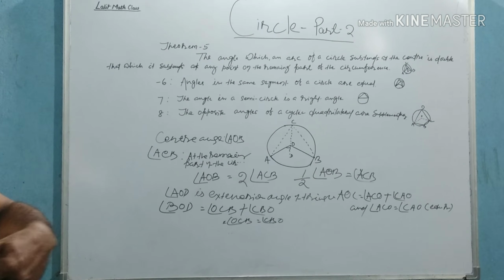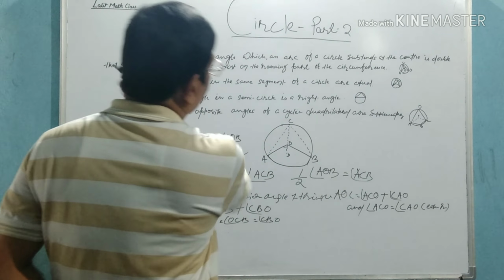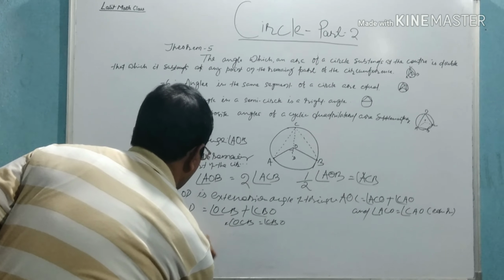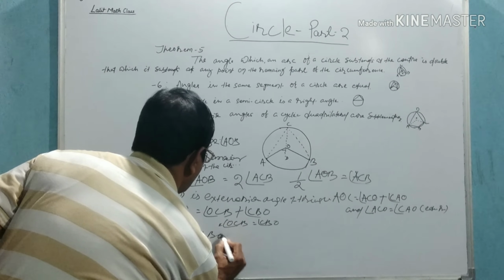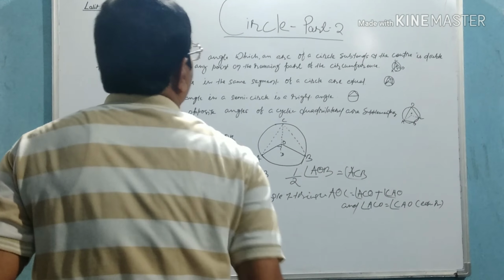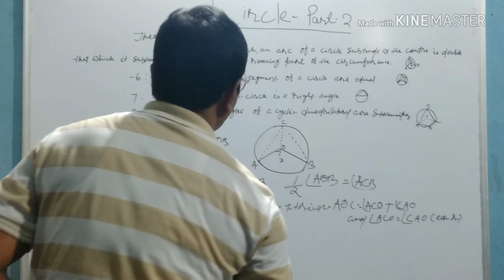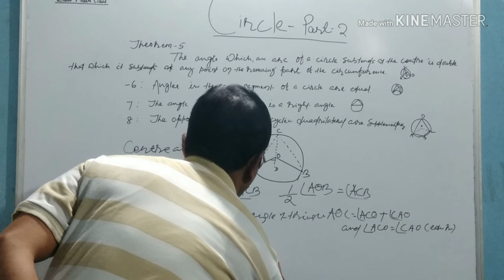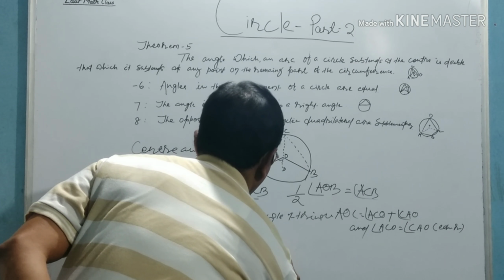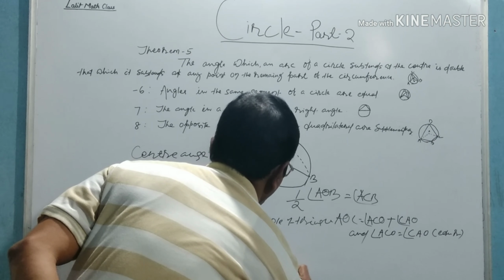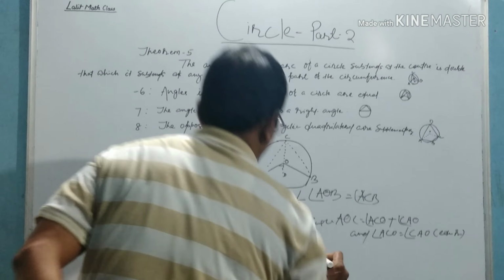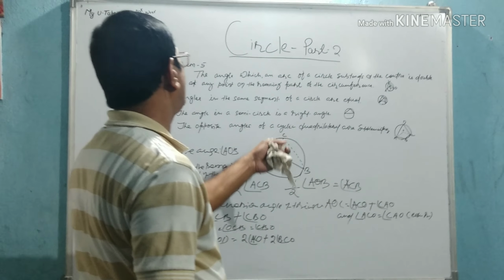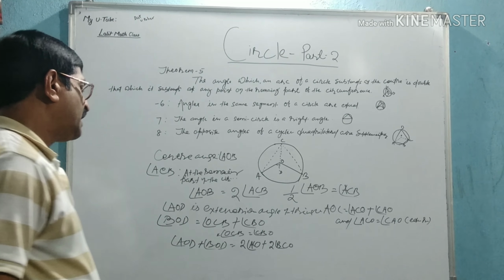Now we can say that angle AOD plus angle BOD is equal to 2 times angle ACO plus 2 times angle BCO. You may ask me, sir, how? Because I have replaced CAO with ACO, and CBO with BCO, because they are equal.